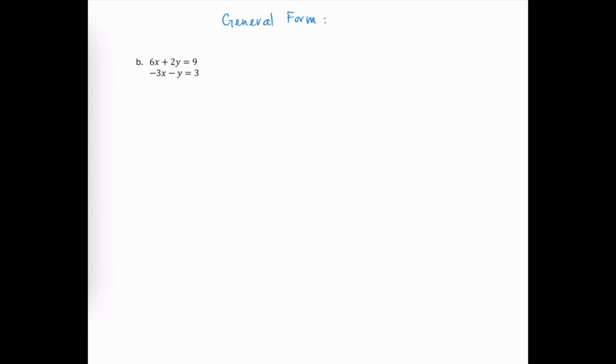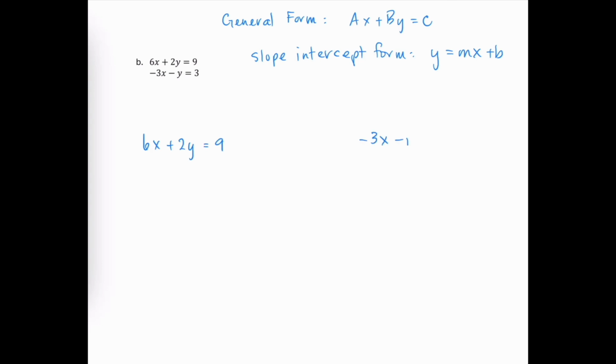In part B, we see that our two lines are written in the general form, which as a reminder is ax plus by is equal to c. So we need to solve them for y in order to write them in slope-intercept form, so that we can then see the slopes and determine whether the lines are parallel to each other.